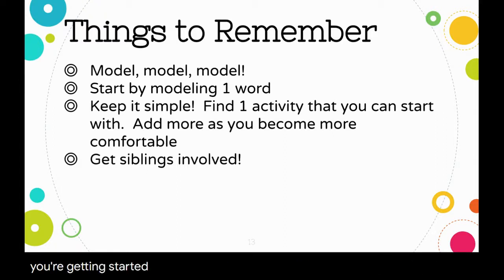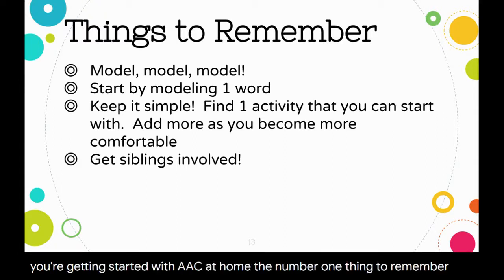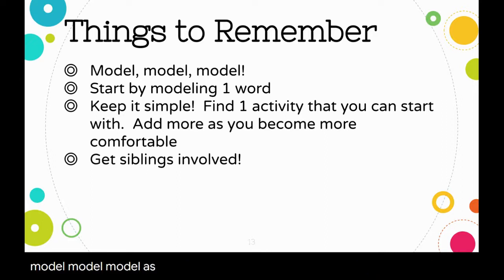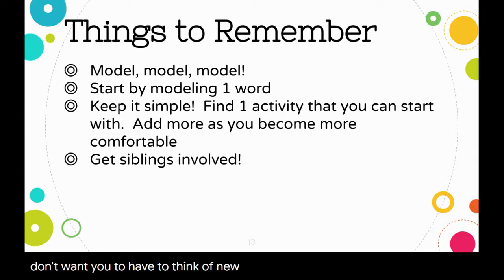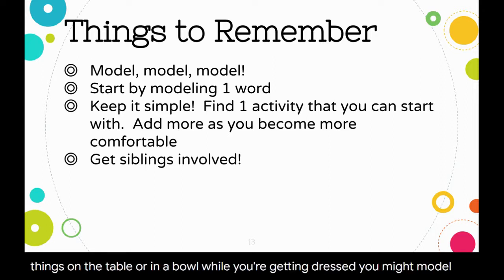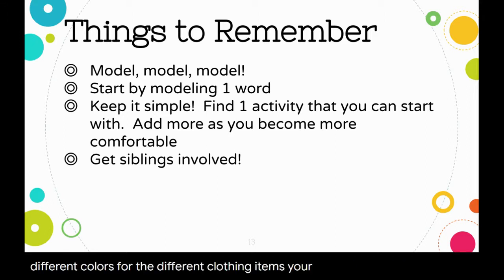When you're getting started with AAC at home, the number one thing to remember is model, model, model, as many times as you feel comfortable throughout the day. I don't want you to have to think of new activities to do to model, but think about routines and activities you already do and what you might model during those activities. For example, during dinner, you might model put when you're putting things on the table or in a bowl. While you're getting dressed, you might model different colors for the different clothing items your child is wearing. Start by modeling one word in a phrase or sentence that you're saying, and as your child becomes more proficient, you can increase your words from there.